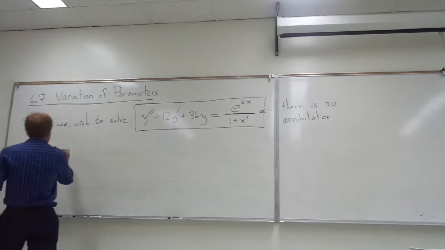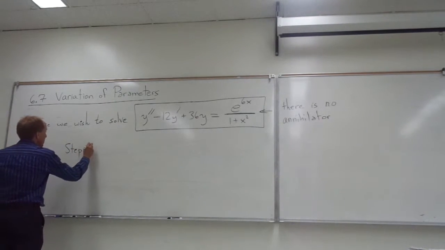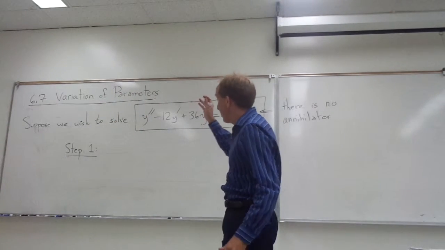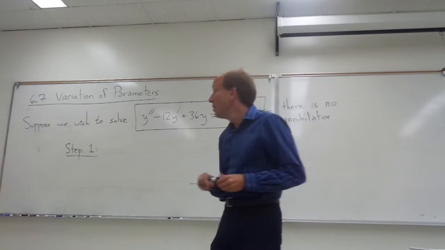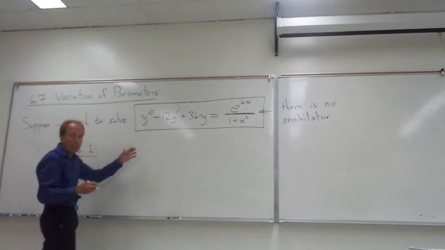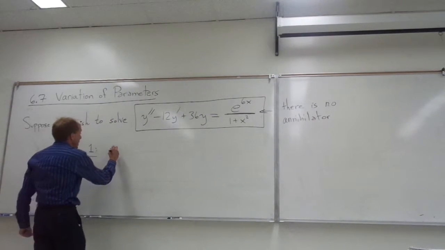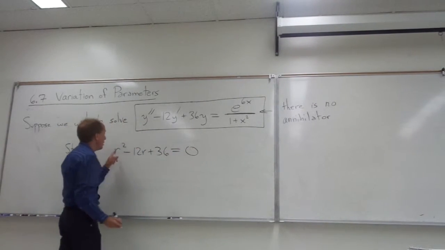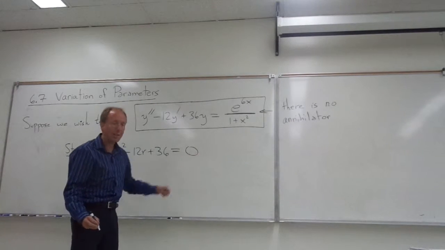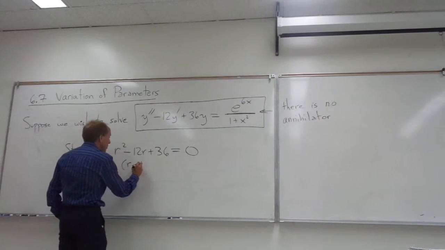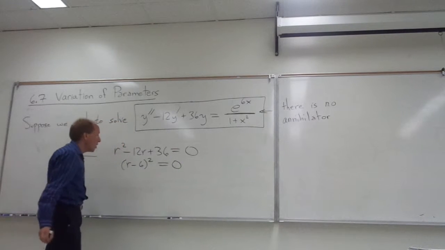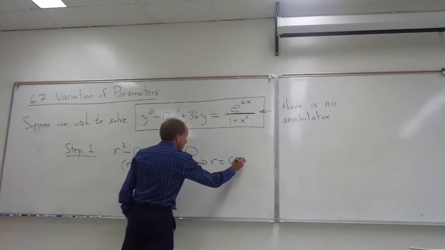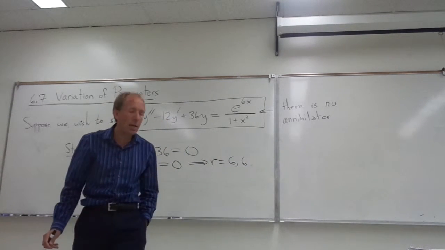Basically, there are still the same three steps. The same three steps that we learned about for the annihilator method are still used for the variation of parameters method as well. So the first step, of course, is to find the complementary function, so I need the auxiliary equation in order to do that. Here's the auxiliary equation, r squared minus 12r plus 36 equals 0. This one factors very nicely. (r minus 6) quantity squared equals 0, and so r is equal to 6 and 6. We have a repeated root this time.